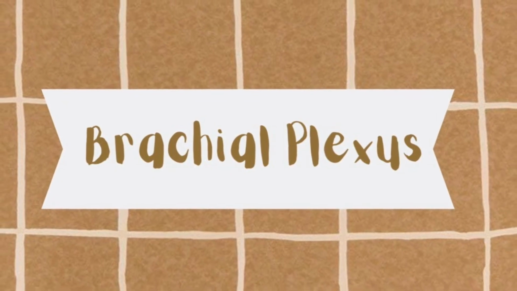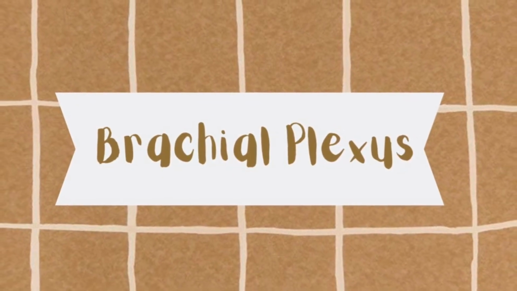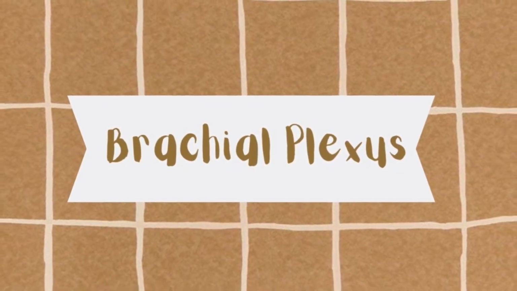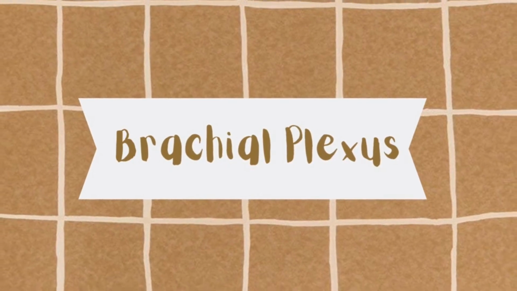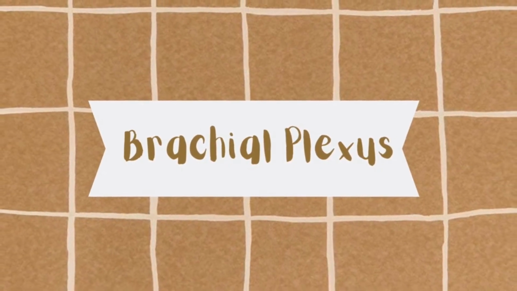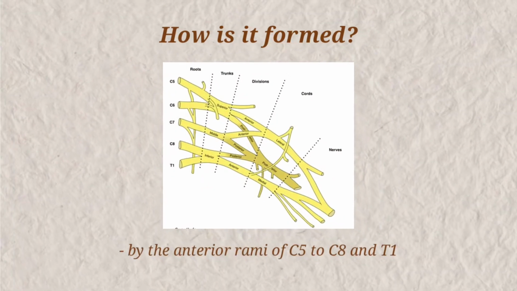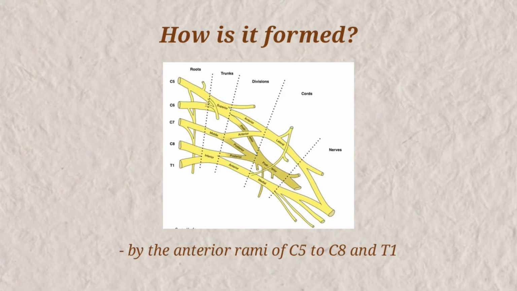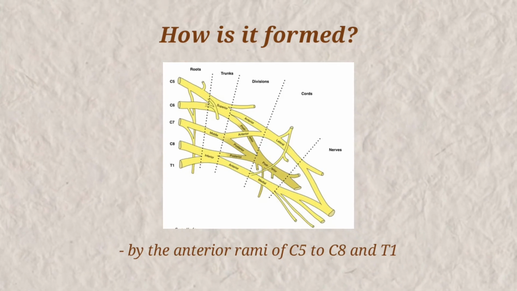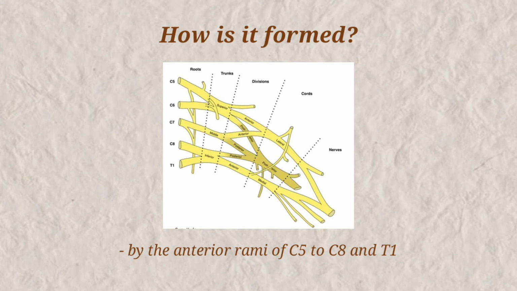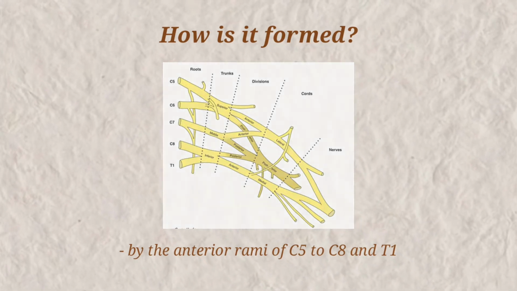In this video, we will discuss a complex nerve network of great clinical significance located in the neck. This nerve network is the brachial plexus. It is formed as the anterior rami of the 5th through 8th cervical and 1st thoracic spinal nerves intermingle with one another in the posterior triangle of the neck.